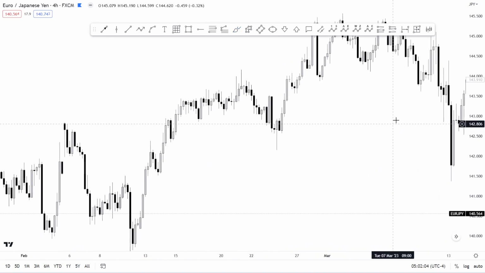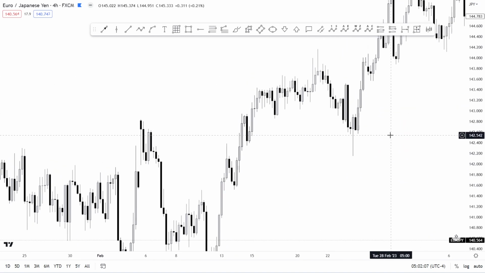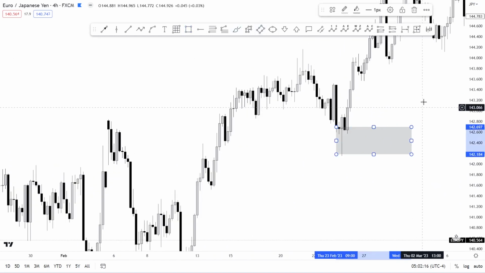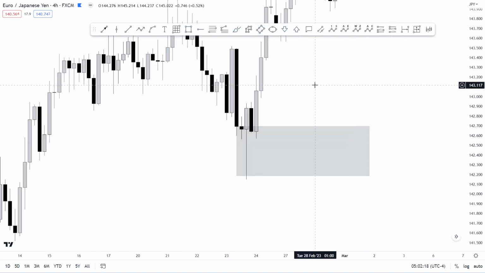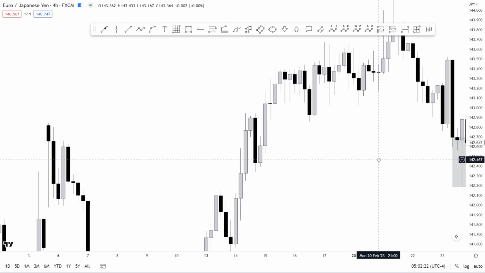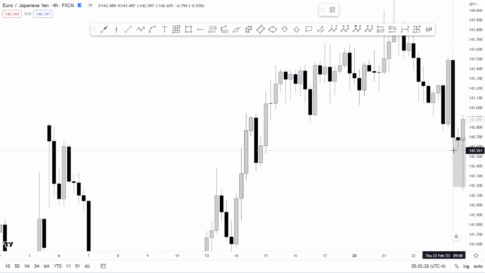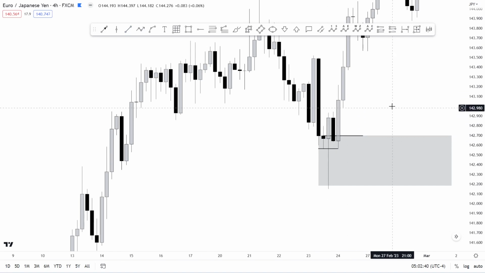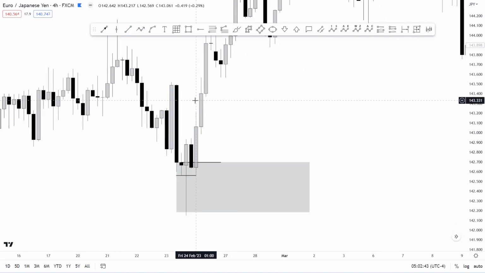So let's try to find another example. Okay, another example is this area here. You can clearly see that even if we draw the zone, you just need to scan the market and try to find, let's say you see the market doing something like this. You will just draw the line here like this, and then you will just move on to the lower time frame to enter around this area. So let's move on to the lower time frame again, 5 minutes.